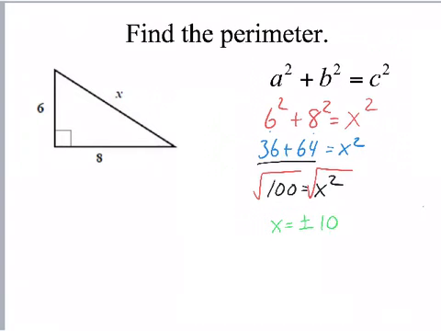Now, a lot of people forget the negative, but you can here because you're not having negative length. So really it's 10 because we ignore the negative length. So this here is 10. So now we add up the sides. For perimeter, you just add up all the sides. 6 plus 8 plus 10, which is 24 units.